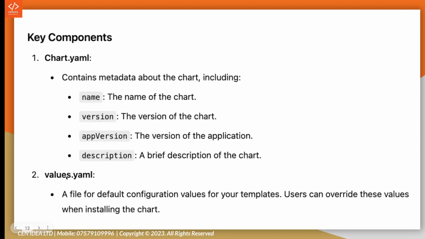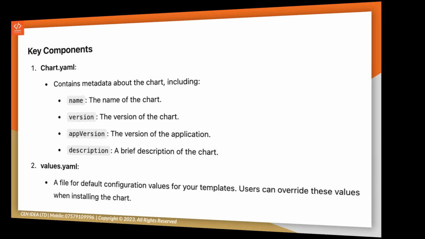And then the second one is what we call values.yaml. This one is really key. It is important that you really understand values if you are actually going to be using charts. So what is this? This is a file for default configuration values for your templates. Users can override these values when installing the chart. In layman's terms, this is where you put different kinds of changeable values that you want to input into your chart at the end of the day.